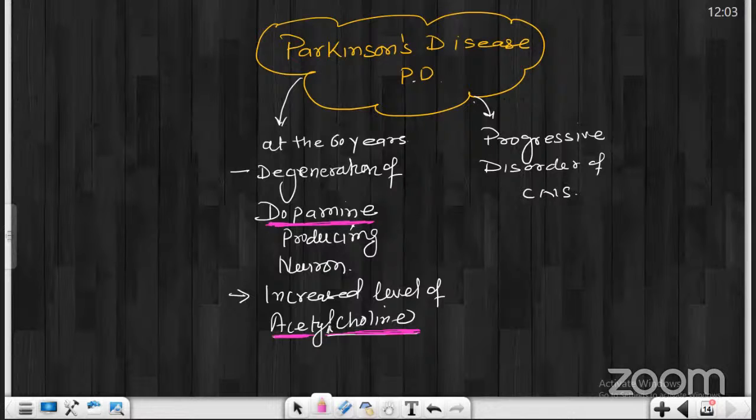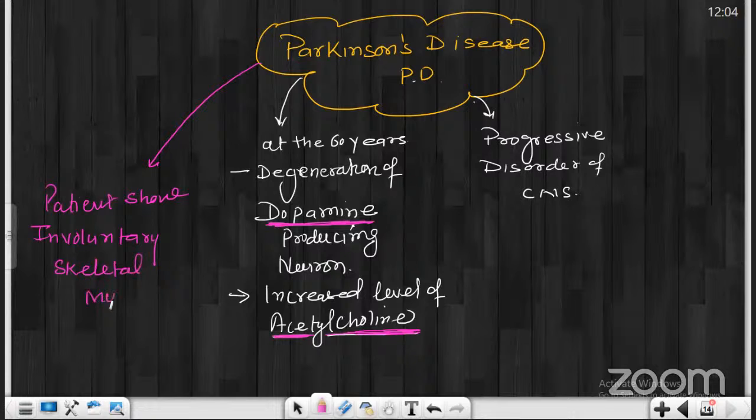It is thought to be the cause that PD patients show involuntary skeletal muscle contraction, called tremor. Parkinson disease is also called paralysis agitans. Patients show involuntary skeletal muscle contraction. Right? So here we have completed these different disorders which are associated with the brain majorly.